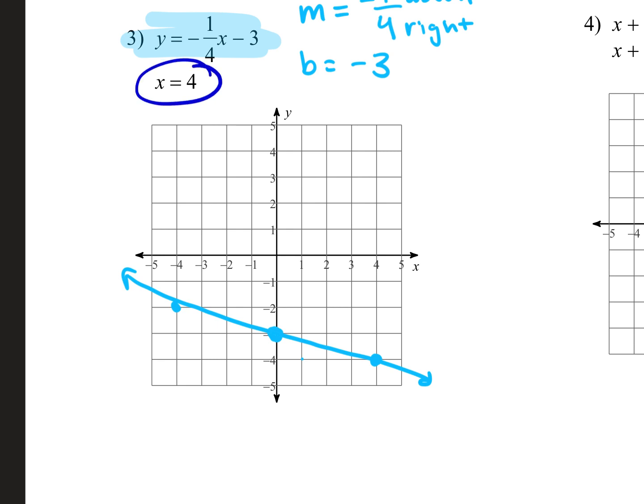Now we have x equals 4. So I'm going to go to my x-axis, put a point at 4, and then I draw a line that goes through the x-axis since it's x equals. Where do my two lines intersect? What's that point? 4, -3. Oh, 4, -4, sorry. You're right. 4, -4.